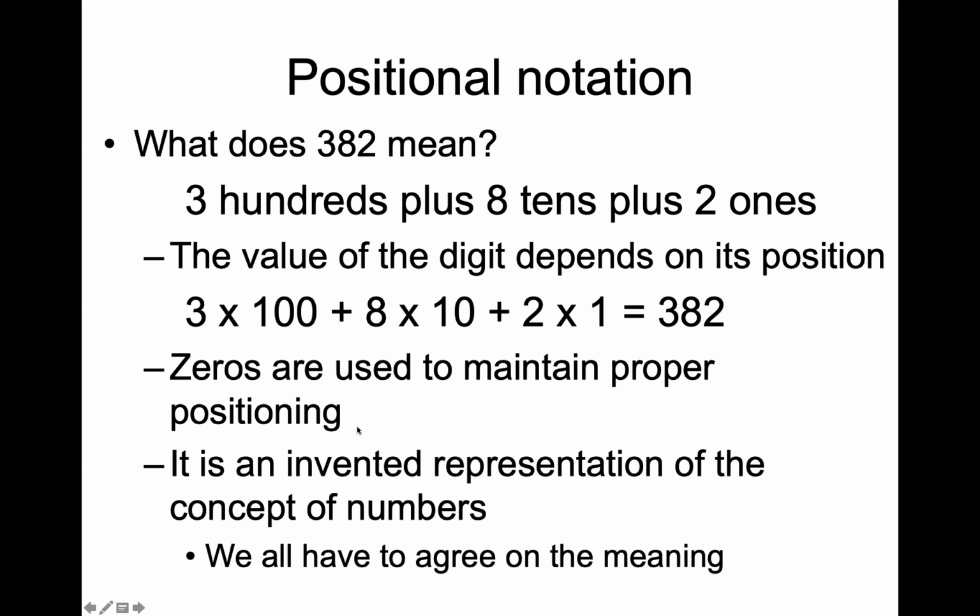And one thing that's really important in a positional number system is, since the position matters, you can't just move something to the wrong place. And so we use zeros as placeholders when we're writing out long numbers to make the other digits appear in their proper places. So again, this is an invented representation for numbers. This is purely something that humans came up with. There's nothing in the universe which says we have to use this kind of number system. We agree on the meaning, and then we can interpret numbers in this system.